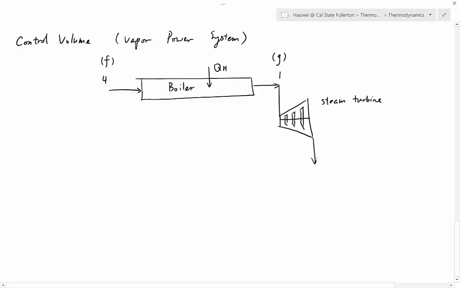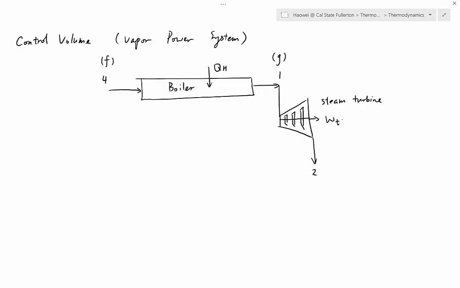What comes out of the steam turbine is cooled down steam, number 2. Where does the heat go? The heat is converted into the rotation of the blades. What is rotation? Rotation is one form of work. We call it WT, work generated by the turbine. The turbine generates work, so this WT must be positive.